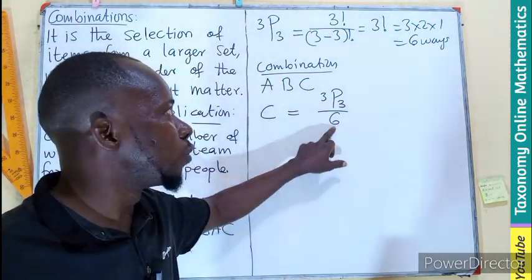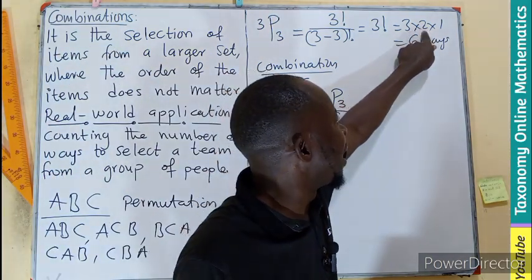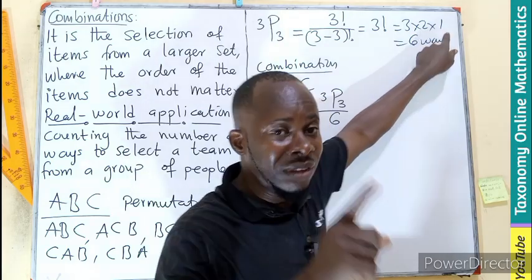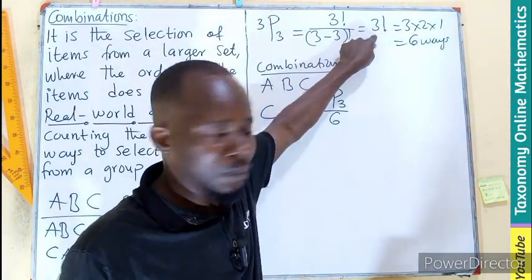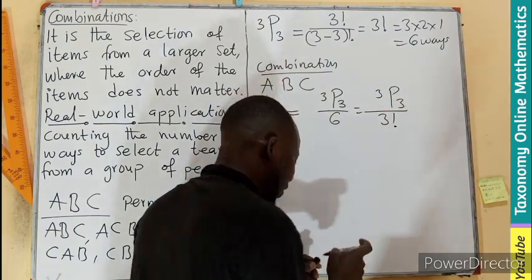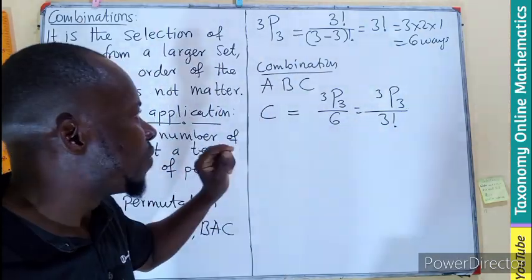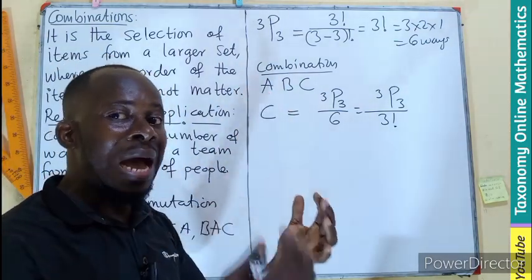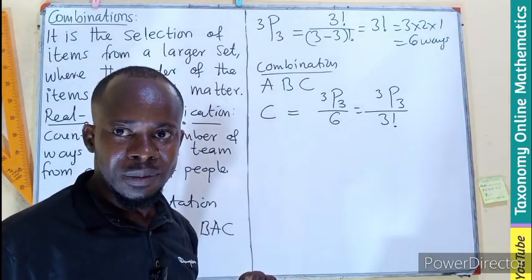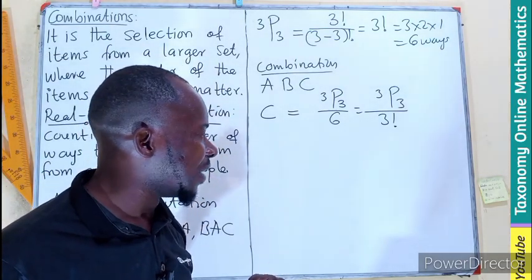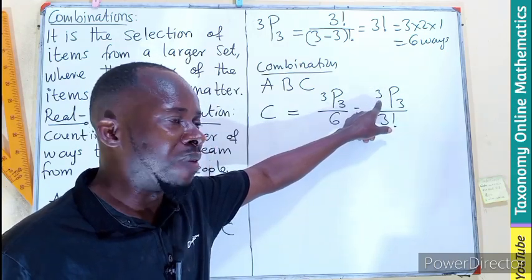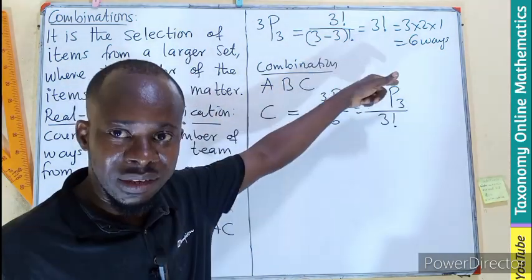Now, this 6 can also be written as 3 times 2 times 1. 3, 2, 1, multiplied, give me 6, which is referring to what? The 3 factorial. So this could also be 3 permutation 3 divided by 3 factorial. This factorial is referring to the number of items I am picking from the pool, from the larger set. Do we get that? So if that is the case, how do we expand this? Remember, this is going to be 3 factorial on 3 minus 3, as we are seeing it that way.